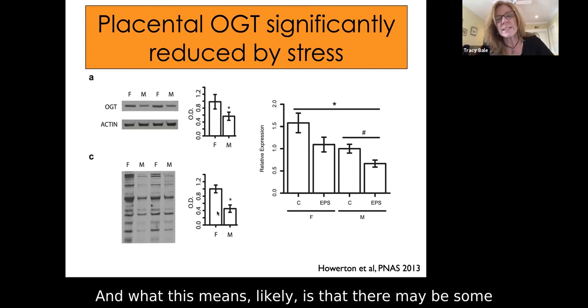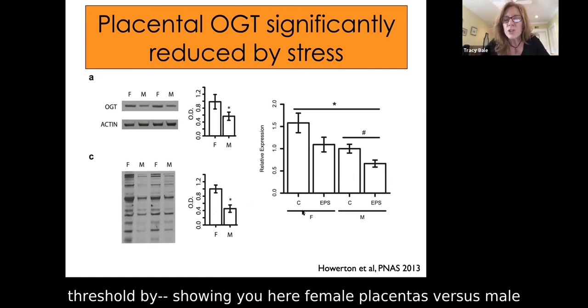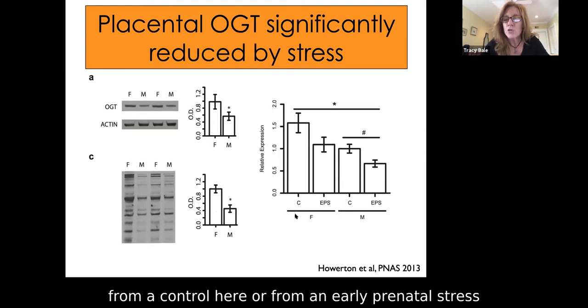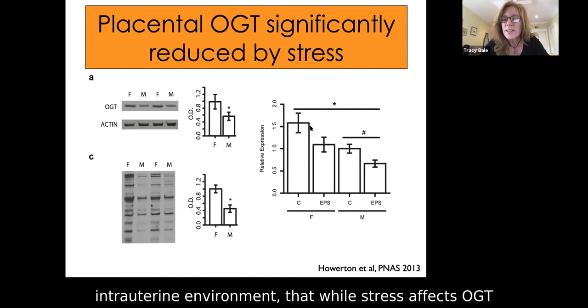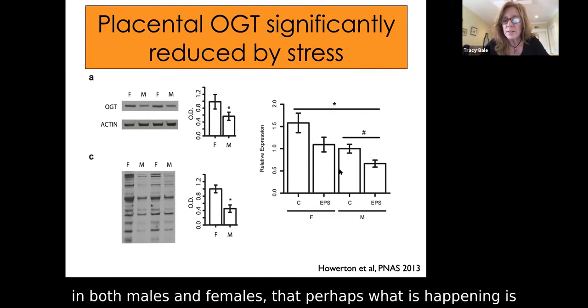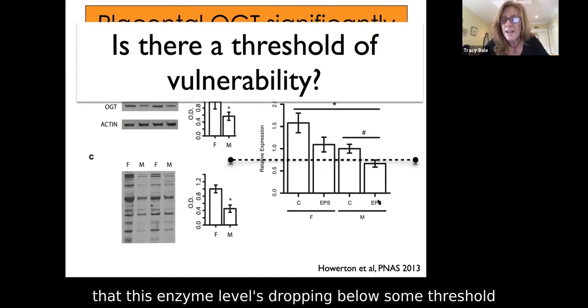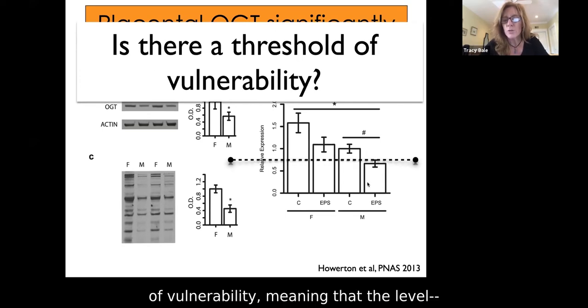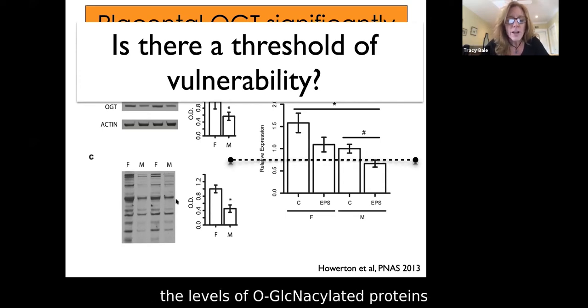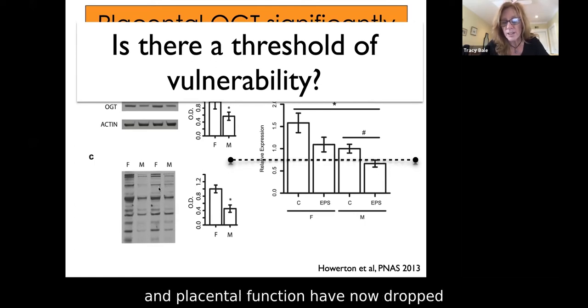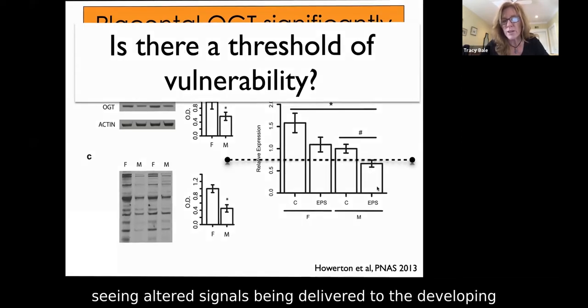And what this means likely is that there may be some threshold. Showing you here female placentas versus male placentas from the same intrauterine environment, either from a control or from an early prenatal stress intrauterine environment, while stress affects OGT in both males and females, perhaps what is happening is that this enzyme level is dropping below some threshold of vulnerability, meaning that the levels of O-GlcNAcylated proteins that are important for transplacental signals and placental function have now dropped to a point in these animals that you're seeing altered signals being delivered to the developing fetus.